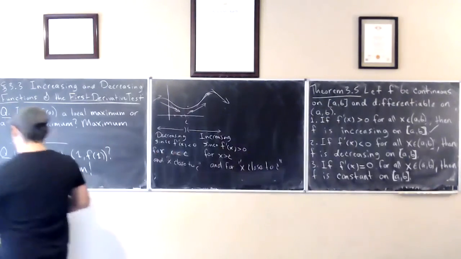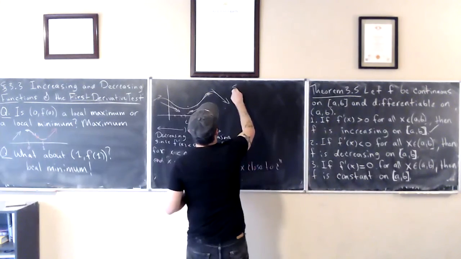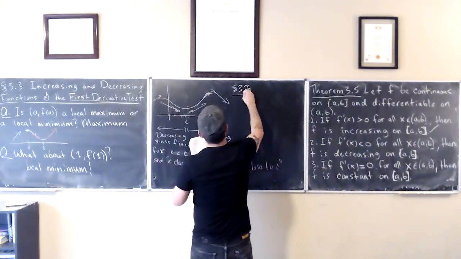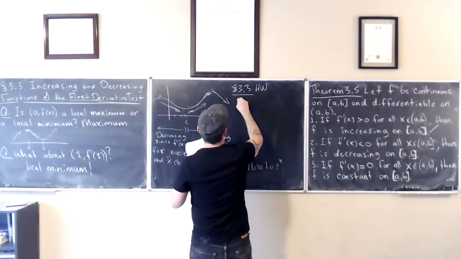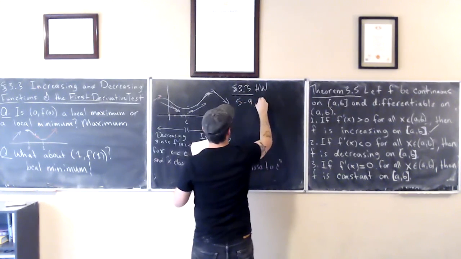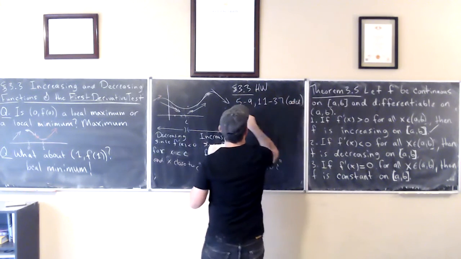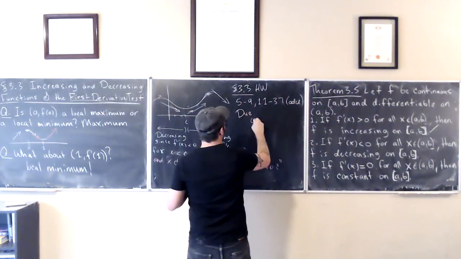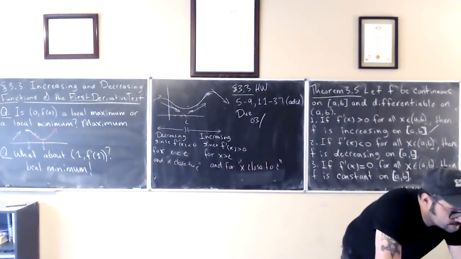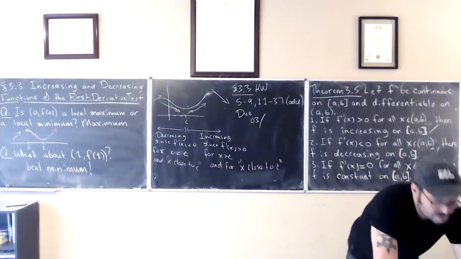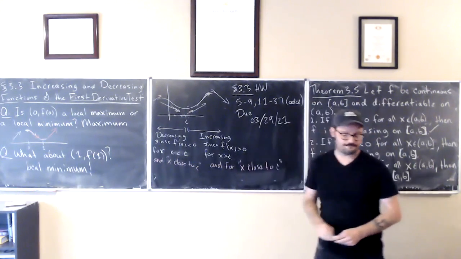Okay. So for this section, 3.3 homework: 5 through 9, and then 11 through 37 odd. And again, this is going to be due the 29th. So next Monday.